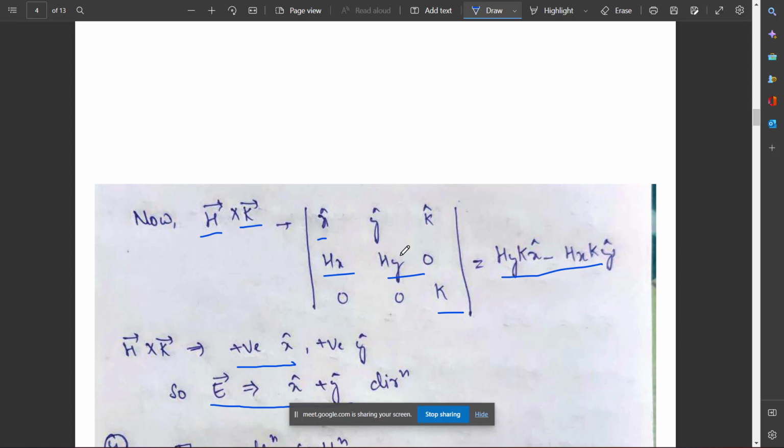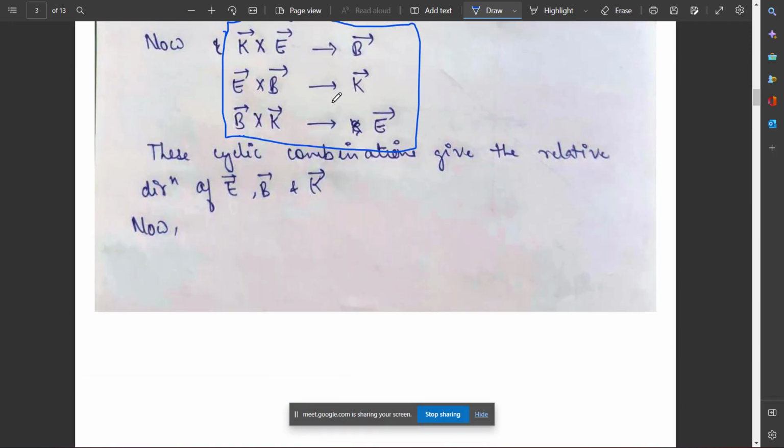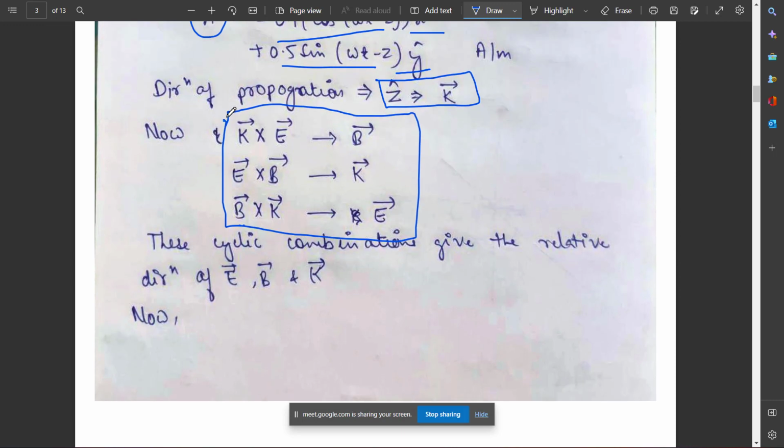One second. Do you have any doubt here? See, if you remember the cyclic combination, it's all about the cyclic combination. If you remember this cyclic combination, it will be very easy to solve.